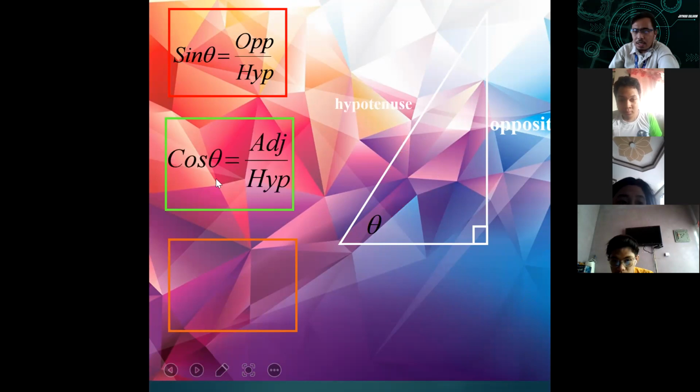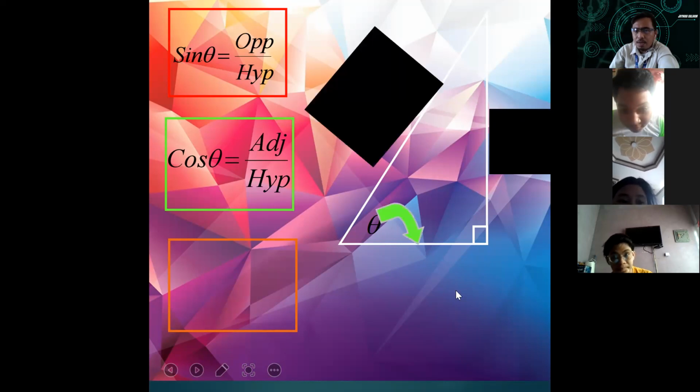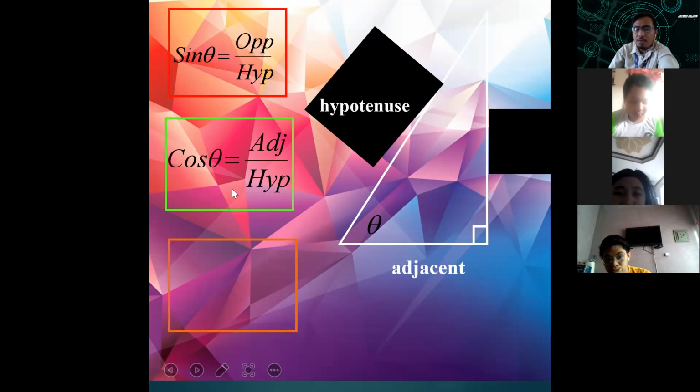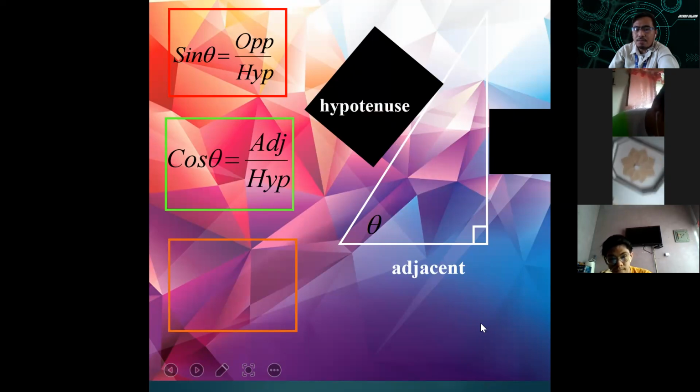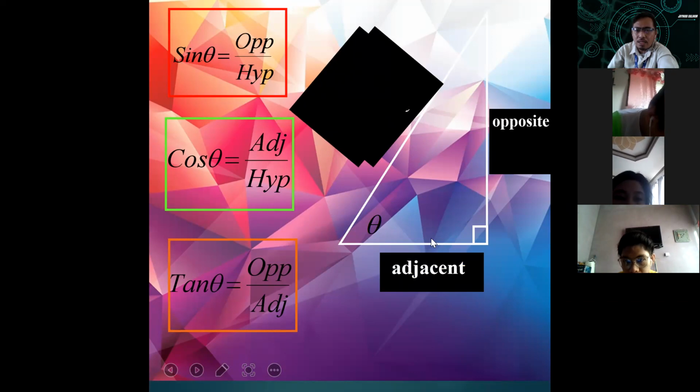For the cosine, it is the adjacent over the hypotenuse. If this is your angle theta, the adjacent side must be here at the arrow. Whatever the measurement here is, divide it by the measurement of the longest side. Then that will be the cosine of your theta. For the tangent, it is the opposite over the adjacent. If this is your theta, the opposite side must be somewhere here and the adjacent side here. You take the ratio of these two sides, and that will be the tangent.